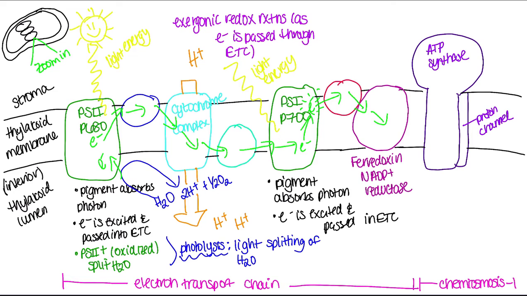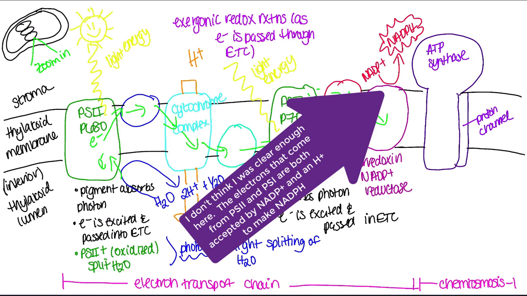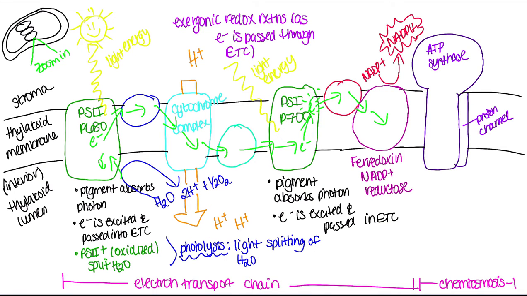So now we have finally made it to the last complex before ATP synthase. So this ferredoxin NADP+ reductase is going to be our final electron acceptor. So this electron has been shuffled through a series of redox reactions through these exergonic processes. And when we get to the ferredoxin NADP+ reductase, NADP+ is then reduced to NADPH. So this is where our NADPH comes from.